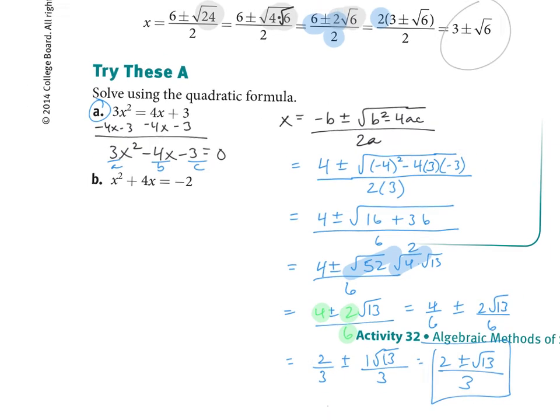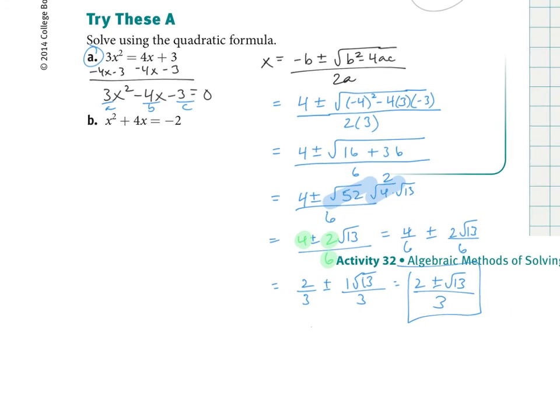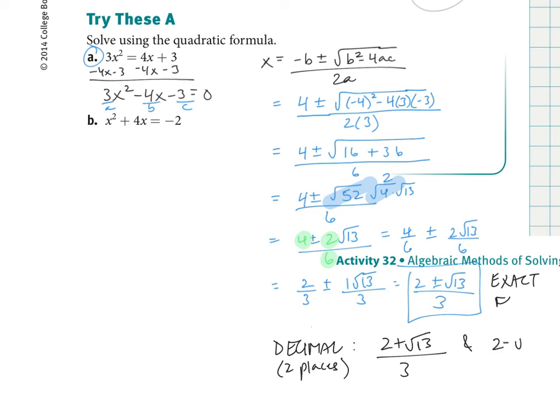So that's us before we were putting that into a calculator, testing it out, figuring out what the decimals are. That's our exact form. So now let's practice using a calculator. This is our exact answer, so let's figure out our decimal answer. And we are going to practice rounding to the nearest hundredth. So we want 2 decimal places. That means we have to do 2 plus the square root of 13 over 3. And we also have to do 2 minus the square root of 13 over 3.